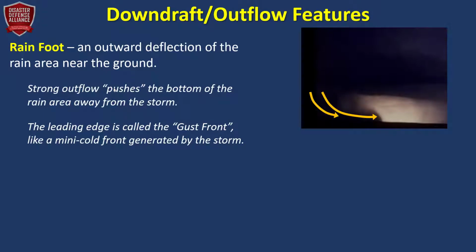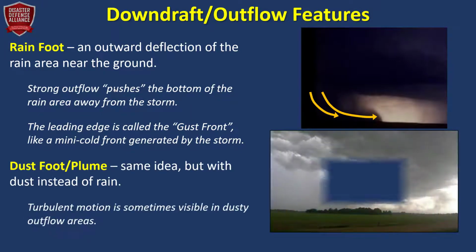Here are a few other downdraft features you might observe. The example to the right shows a rainfoot, and this is an outward deflection of the rain area near the ground as a downburst is spreading away from where it strikes the ground. So strong outflow pushes the bottom of the rain area away from the storm center. The leading edge is again the gust front, like a mini cold front generated by the storm. A similar item that's not associated with rain but rather blowing dust is called a dust foot or plume. And it's the same idea but with dust instead of rain. And you might see turbulent motion within the dusty outflow areas.